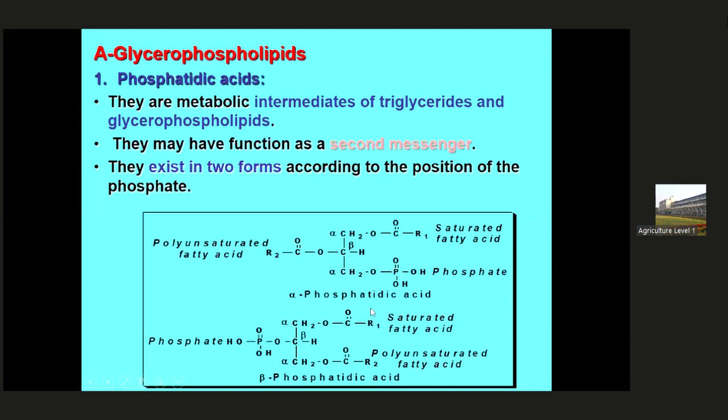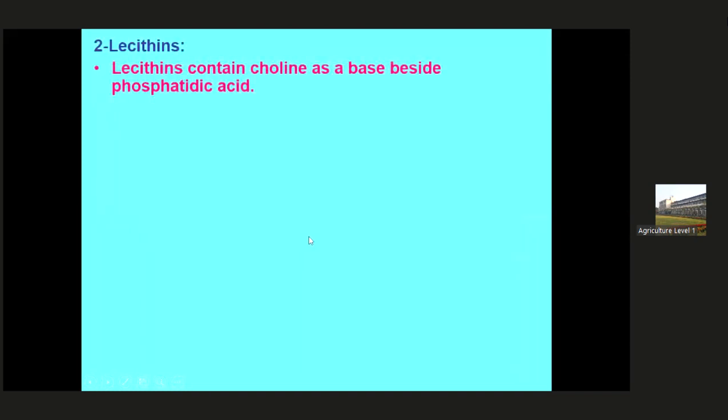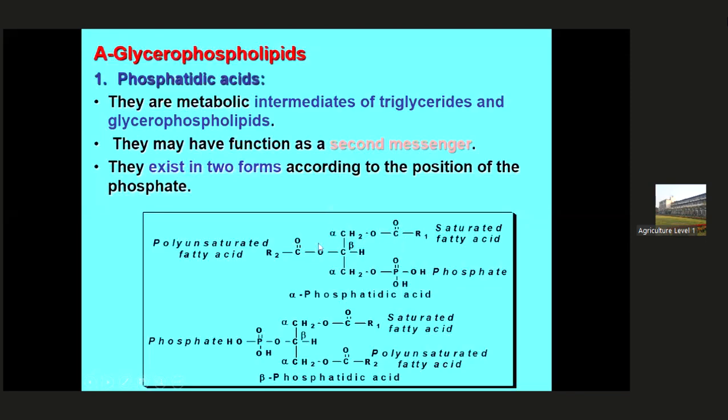So it is the minimum-property member of the glycerol phospholipids. When another additional group is linked with this structure, then phosphatidic acid will be converted into another member, and we are going to discuss it. The second member is lecithin. Lecithin contains choline. In phosphatidic acid, there is no choline.